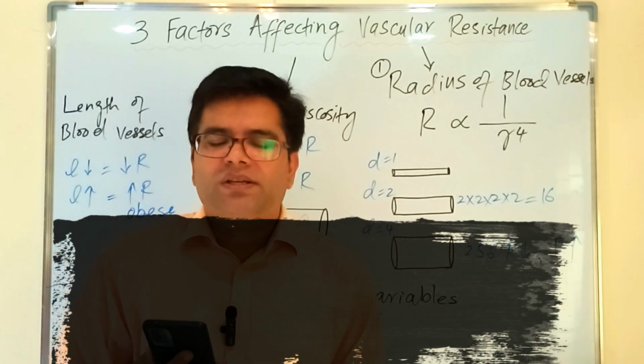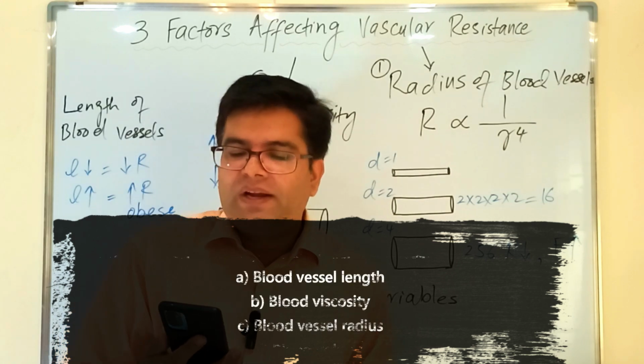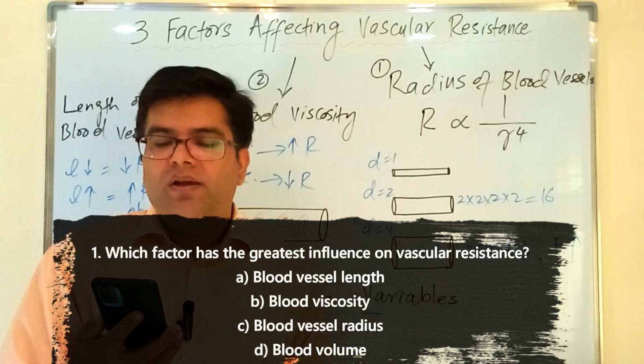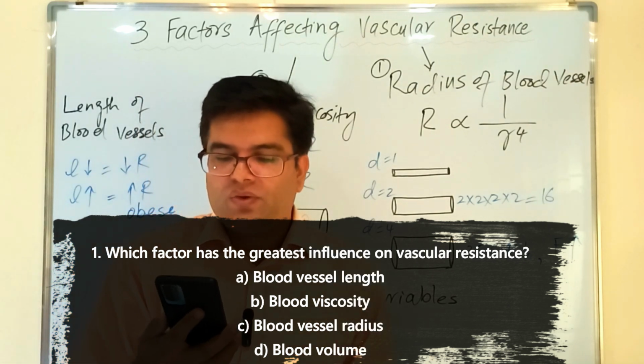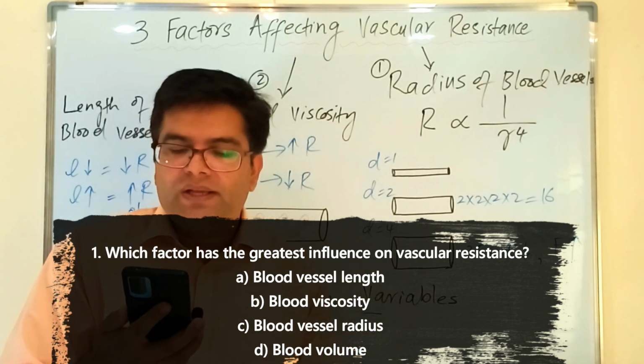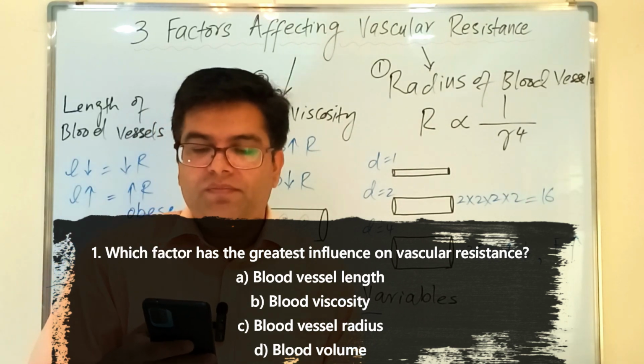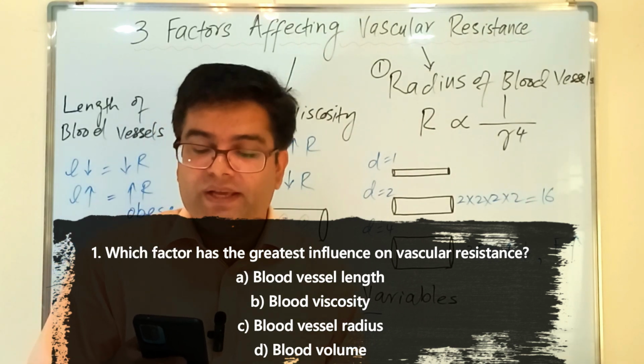Now in the end, let's discuss a few MCQs. Which factor has the greatest influence on vascular resistance? The options are blood vessel length, blood viscosity, blood vessel radius, and the last one is blood volume. And the answer is blood vessel radius.